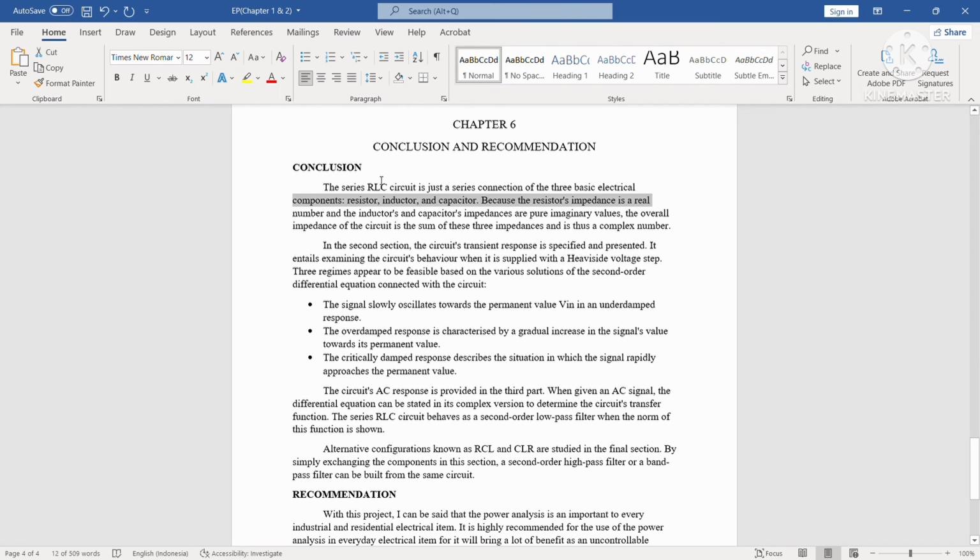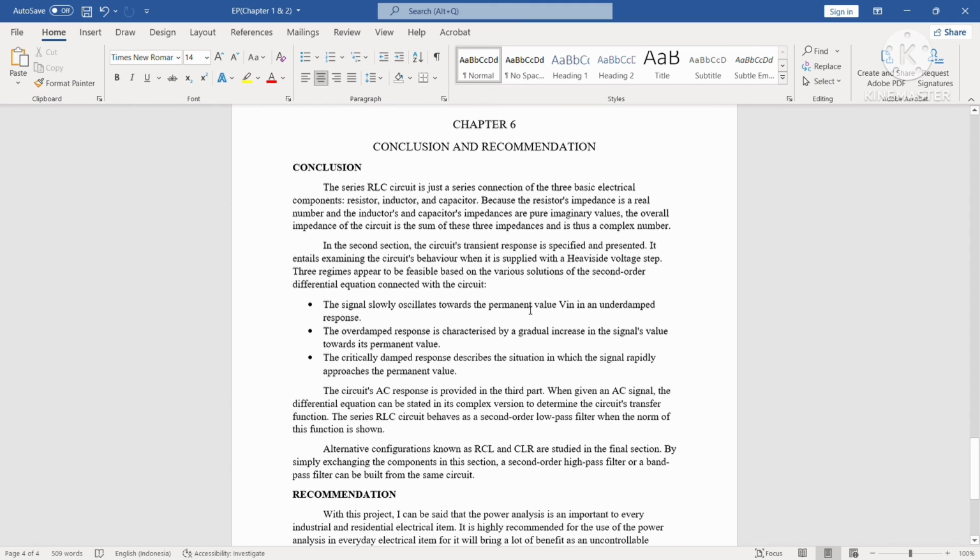For the conclusion, the series RLC circuit is the series connection of the three basic electrical components: resistor, inductor, and capacitor. Because the resistor impedance is a real number, and the inductor and capacitor impedances are pure imaginary values, the overall impedance of the circuit is the sum of the three impedances and is thus a complex number. In the second section, the circuit transient response is specified and presented. It entails assuming the circuit behavior when it is applied with the Heaviside voltage step. Three regions appear to be feasible based on the various solutions of the second order differential equation connected with the circuit.